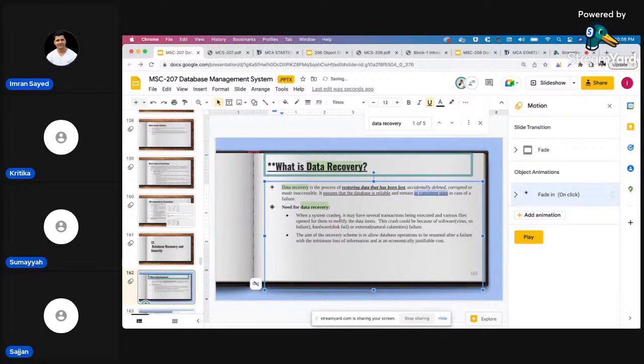Okay, what's the need? When the system crashes, several transactions are being executed and various files are open, being modified. The crash could be because of software failure, hardware failure, and external failures. The aim of recovery is to allow database operations to be resumed. So this was when it happens and why we need data recovery: we want to allow the database operations to be resumed after a failure.